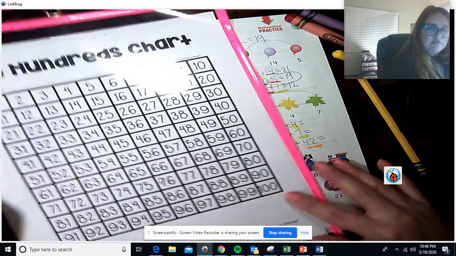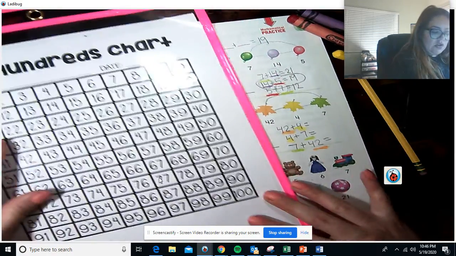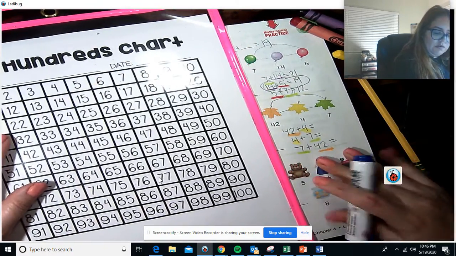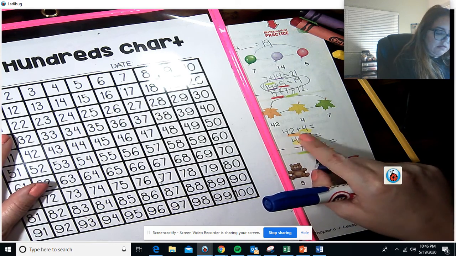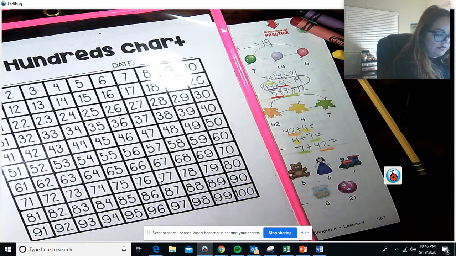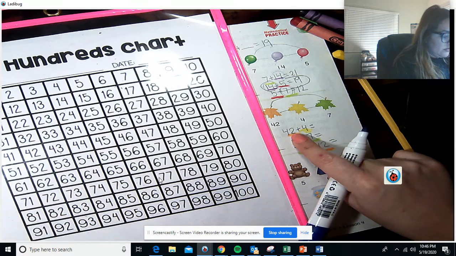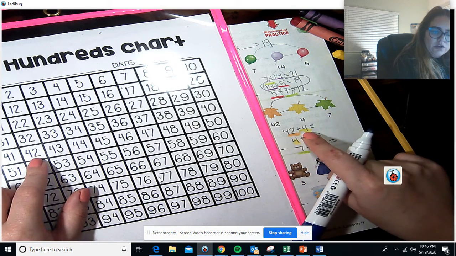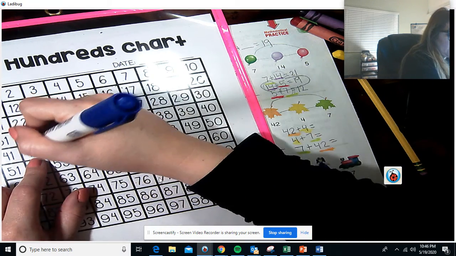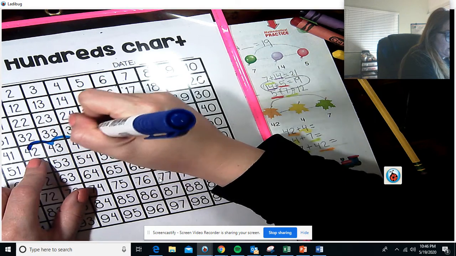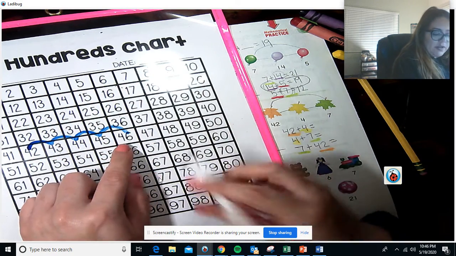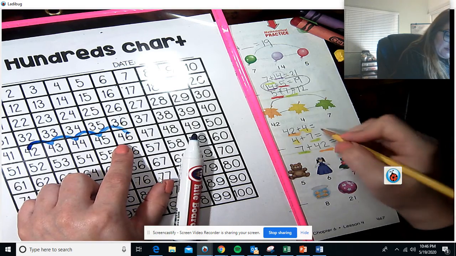Okay, this one's kind of like counting on, but we have the chart to help us a little bit. So the first one we're going to do is 42 plus 4. I'm going to start with my bigger number, 42, and I'm going to make 4 jumps. 42. 1, 2, 3, 4. So my answer is 46.